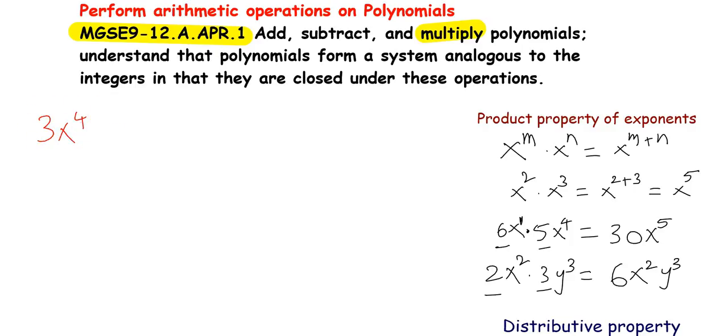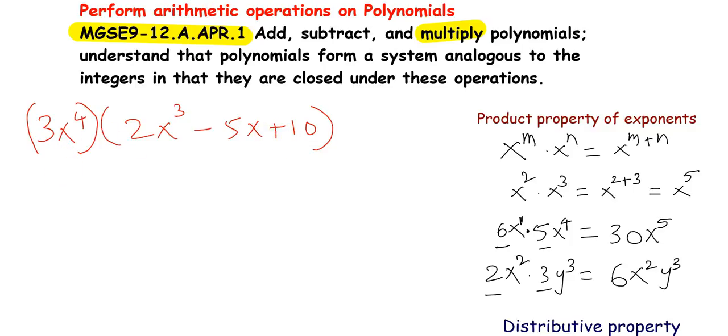Having that in mind, let us multiply 3x to the 4th power with 2x cube minus 5x plus 10. These two are polynomials. The first polynomial has a single term. If you want, you can put this also in parentheses. And the second polynomial has 3 terms, so it's a trinomial and this is a monomial.